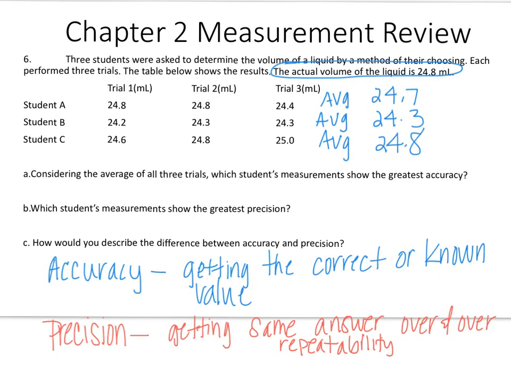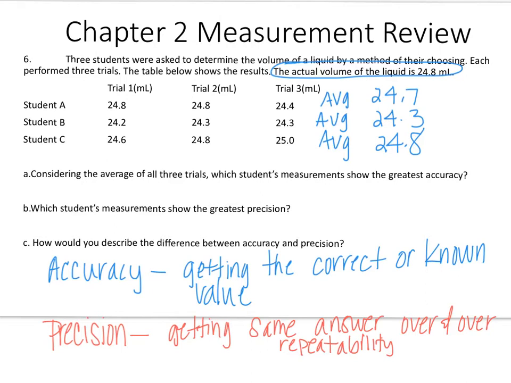So this question is really asking you about precision and accuracy. So they give you the results of 3 students who were determining the volume of a liquid. The known value of the liquid is up here at 24.8. So that would be our true value or our accepted value.